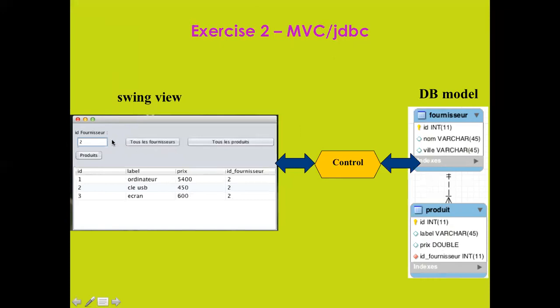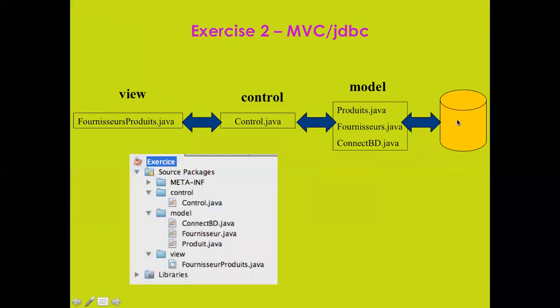And you will have three functionalities. The first one will be to display all the providers. The second one will be to display all the products. And the last one will be to display the products of a given provider. And we need to respect the MVC pattern. So how to do so?